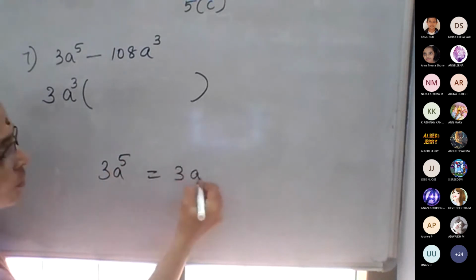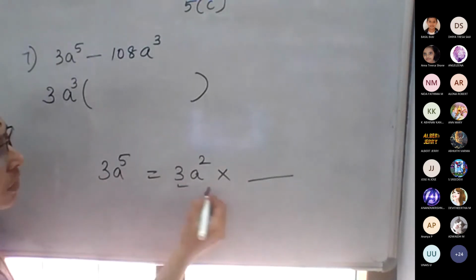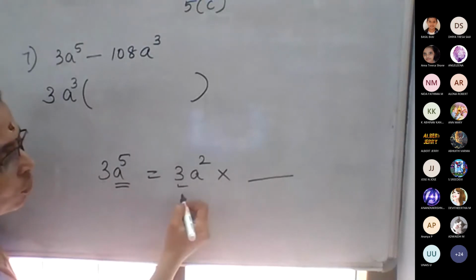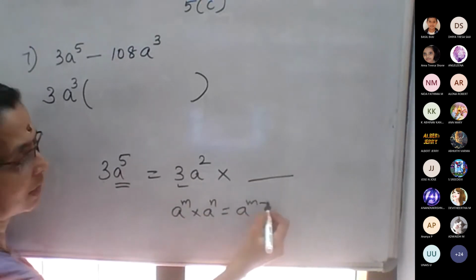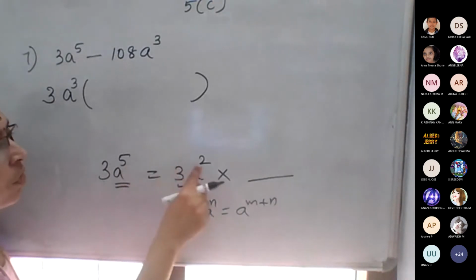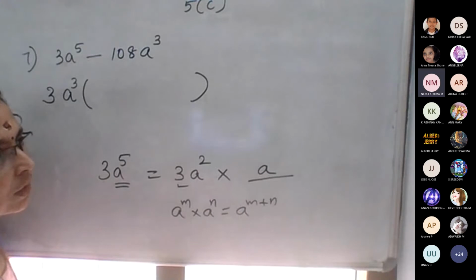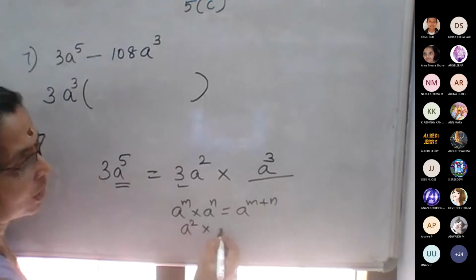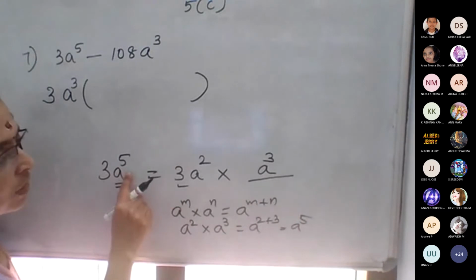We have only 3a square. So which number should be multiplied to get a raised to 5? 3 into 1, no problem, 3 is already there. A raised to 5 we need, we have only a raised to 2. The exponents formula we studied: a raised to m into a raised to n is a raised to m plus n. Powers we will add. We want 5, we have only 2, so what number? Power 3. Then a raised to 2 into a raised to 3 is a raised to 2 plus 3, which is a raised to 5.